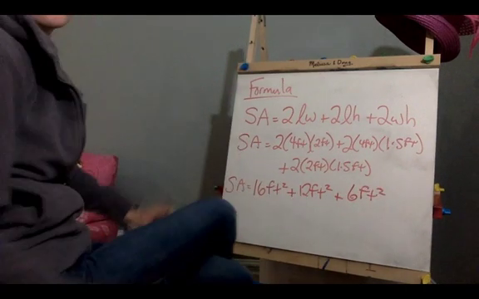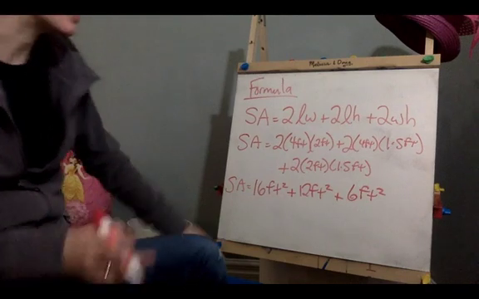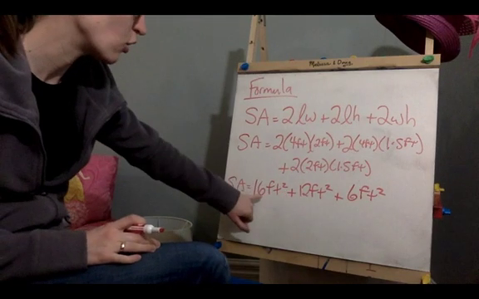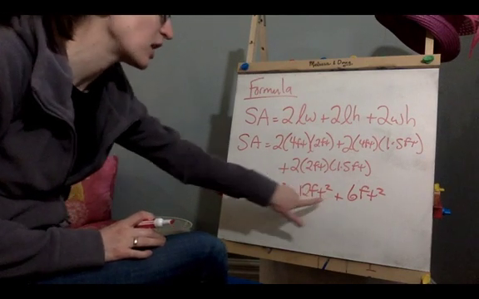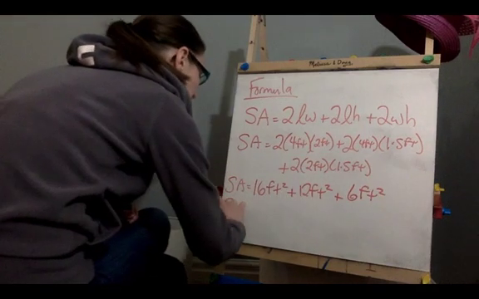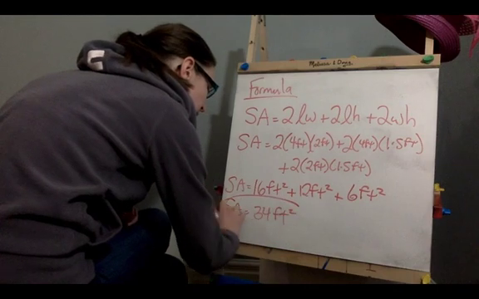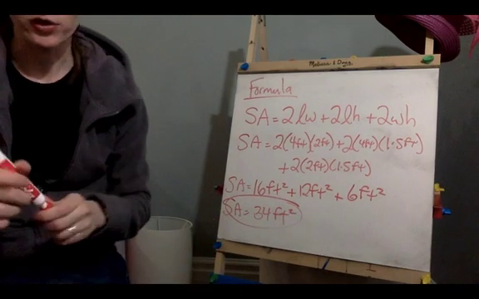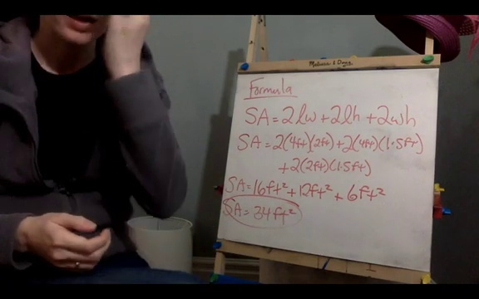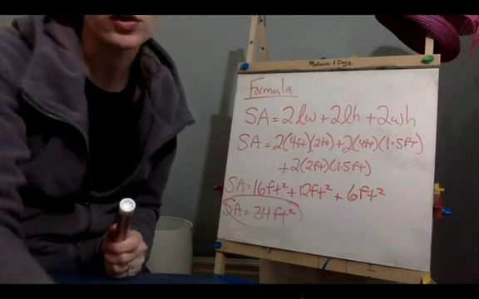It might have happened in a different order, but it doesn't matter. When you're adding things, the order doesn't matter. So if we add the 16, the 12, and the 6, those are the same numbers we got using method 1, and we again get 34 feet squared. So that's that first one. Either method will work in getting you the surface area that you're looking for.